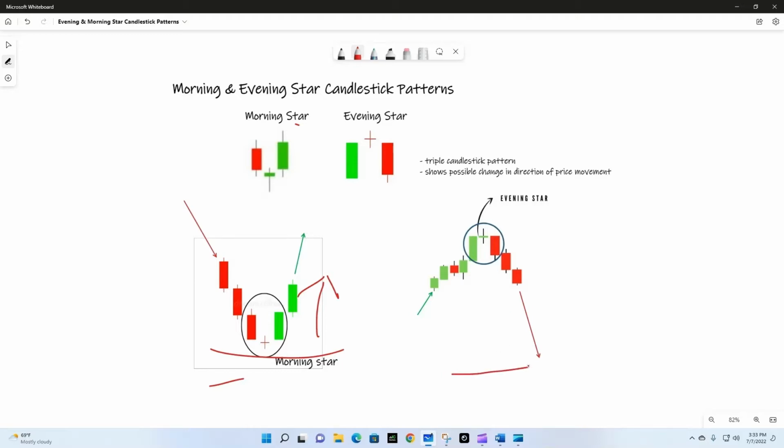Same with this last figure here. It was a bullish market. The first candle here is bullish. The second candle is a doji. The third candle is bearish and it closes below. So we have a trend reversal. During that session, we start looking for selling opportunities.